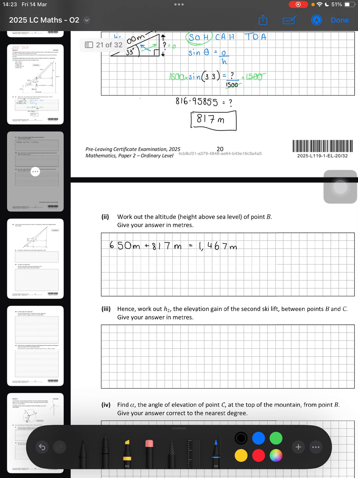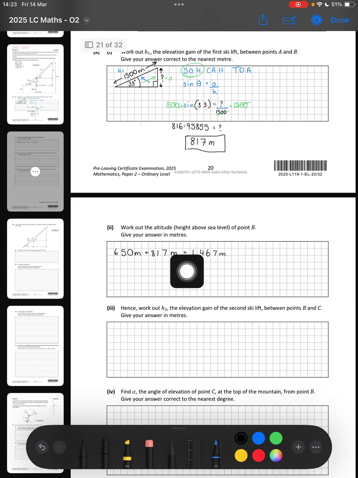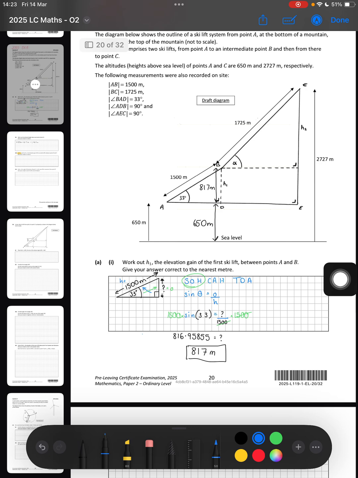Hence, work out H2, the elevation gain of the second lift between points B and C. Give your answer in metres. Okay, so we now know that that total is 1467. They want me to use that, okay, because they've said hence. So let me just go back and see. So 1467 is the height up to B. Okay, so here is 1467 metres. Okay, and they want, okay, well, what is H2? What is this height here?